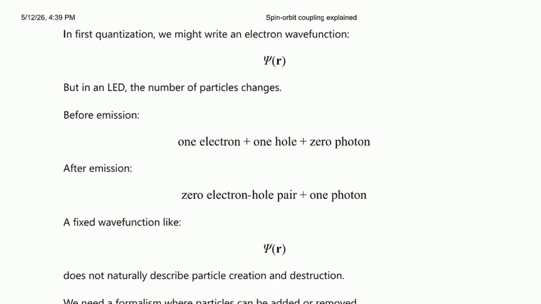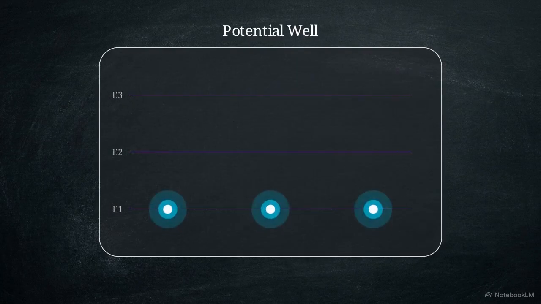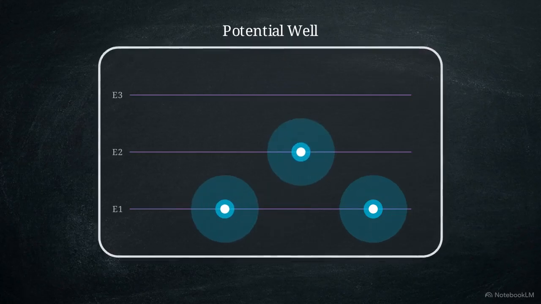If you want to model a particle trapped in a static potential well, standard quantum mechanics works perfectly. You use a fixed wave function equation, like the one shown here for an electron. But there is a strict limitation baked into this mathematical framework. It assumes the total number of particles in your system is constant. An electron can move, it can change energy states, but it cannot disappear.